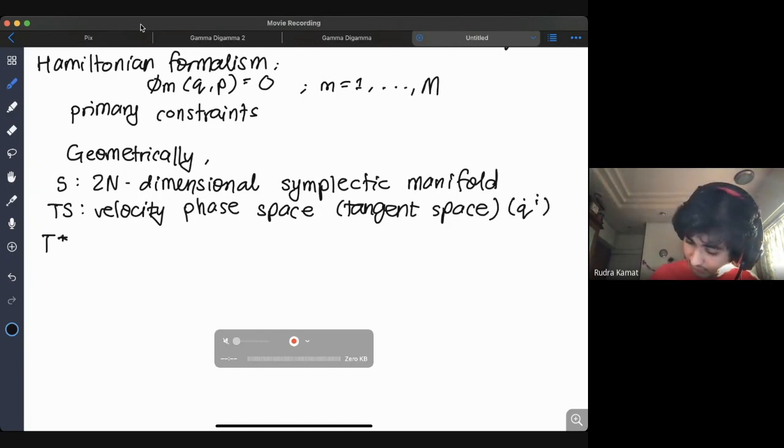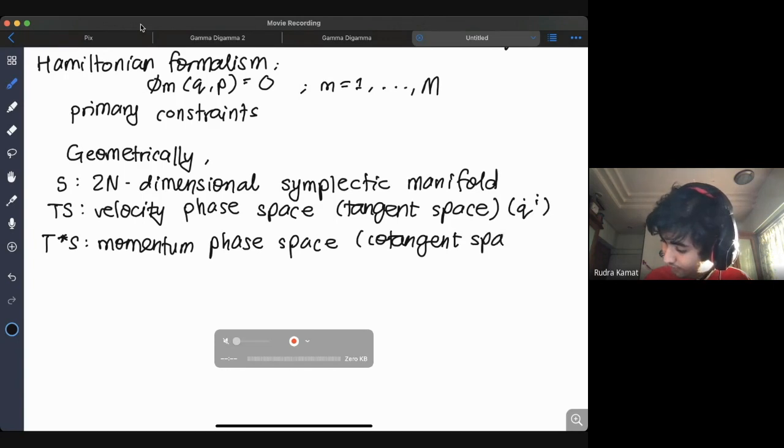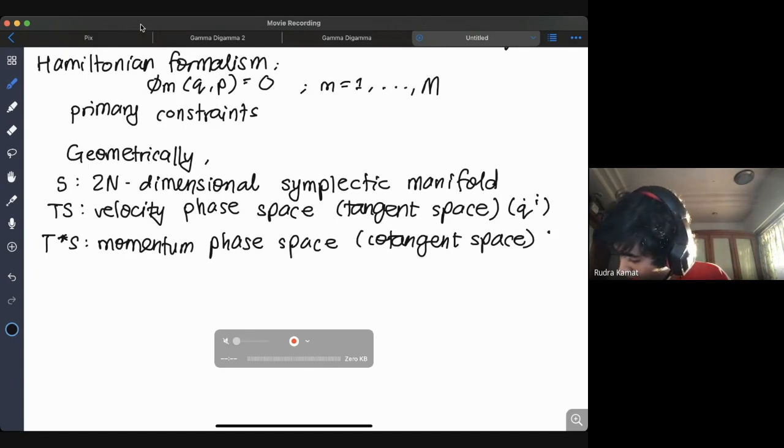T star S is the momentum phase space. It's kind of a review for people who have not really worked with the geometry of things. Also, the cotangent space. So, if you think of tangent space as housing vectors, then cotangent space houses linear functionals, or one differential forms. So p_i, and that's exactly why, if you've been paying attention, I use the lowercase indices for p's and the uppercase for the q_i dots.